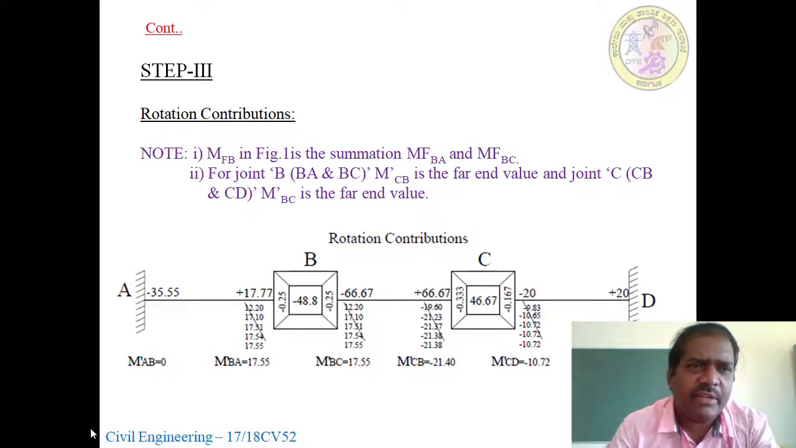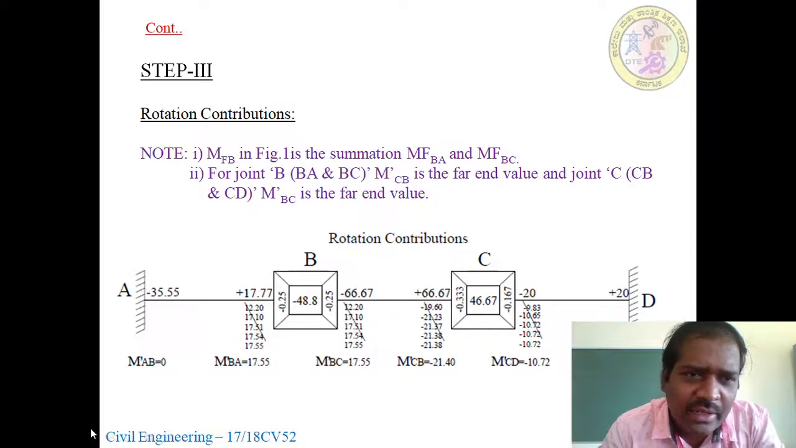So in step 3, we have to go with the rotational contributions. So it's very, very important. So before that, you have to check. So what is the note there? MFB in figure 1 is the summation of MFBA plus MFBC at the joint B, so we have minus 48.8 here.